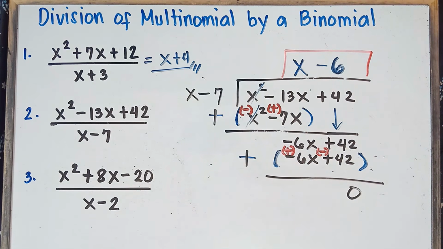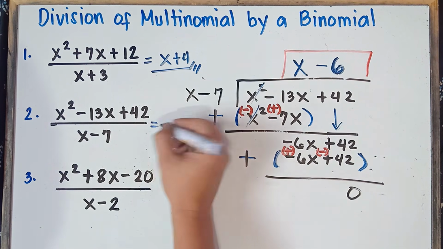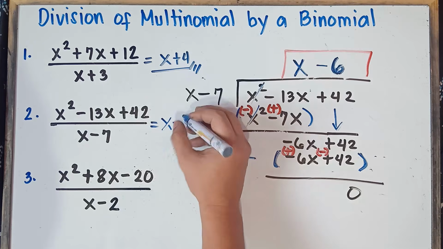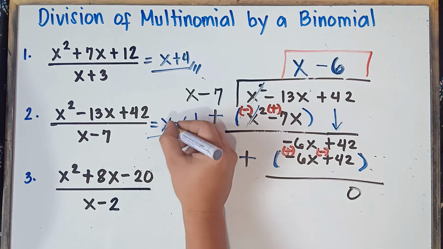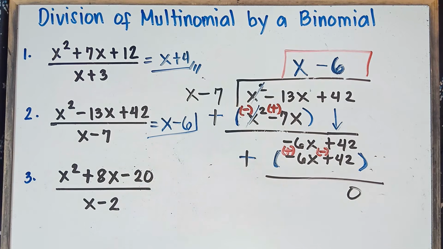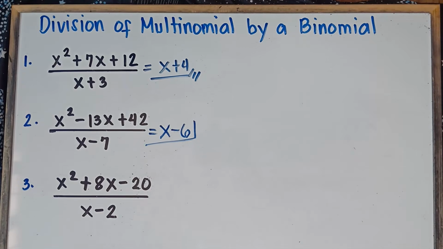That's it, class. That's the answer with regards to example number 2. This is x minus 6. All set. Alright, so let's proceed now to our last example, example number 3. We're down to the last example, class.